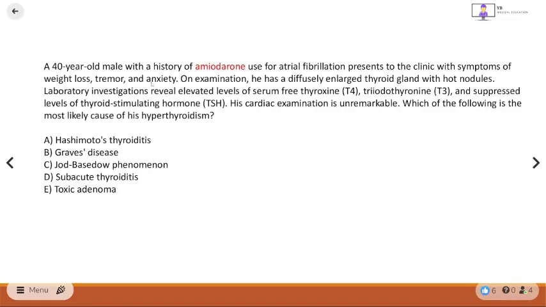Another case is a 40-year-old male taking amiodarone. As you guys know, amiodarone is an anti-arrhythmic drug, but it also has iodine. Okay, it has iodine. So he's taking iodine and he has a diffusely enlarged thyroid gland with hot nodules. So he already has nodules that could take that iodine and make lots of thyroid hormone. And this is exactly what happened. So which of the following is the most likely cause of hyperthyroidism? It's probably the Jod-Basedow phenomenon that led to these toxic nodules making even more thyroid hormone, and it could even lead to thyroid storm.